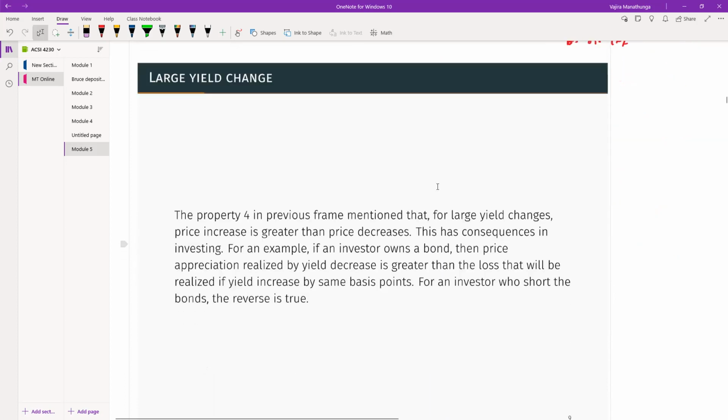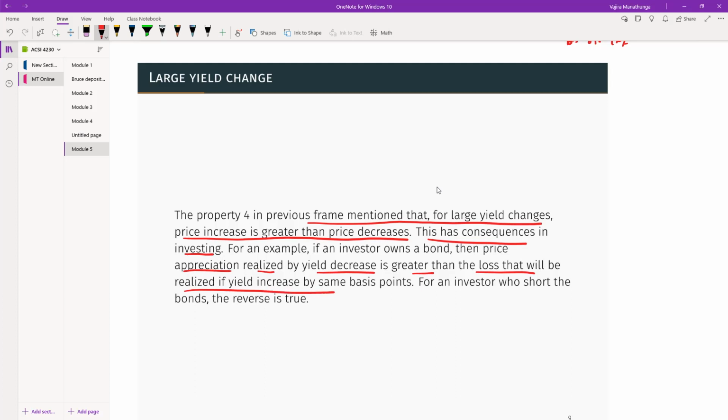So the last property, property 4 in the previous frame, mentioned that for large yield change, price increase is greater than price decrease. This has consequences in investing. For example, if an investor owns a bond, then the price appreciation realized by a yield decrease is greater than the loss that will be realized if yield increases by the same basis points. For an investor who shorts the bond, the reverse is true.